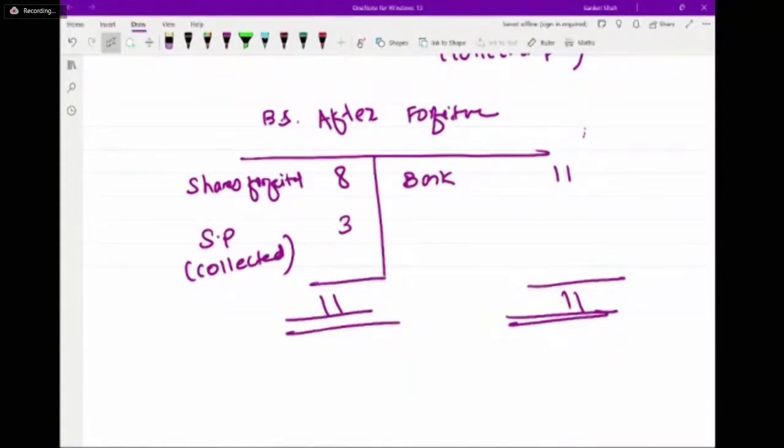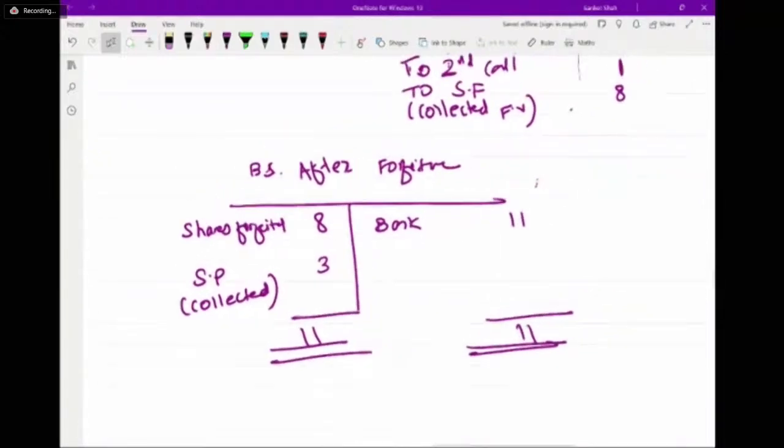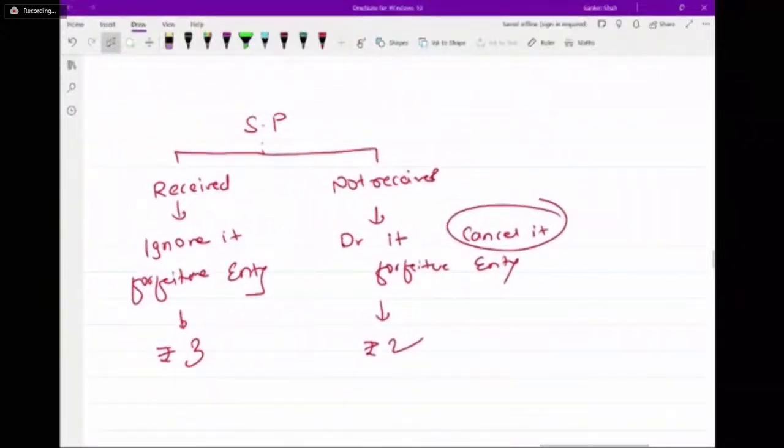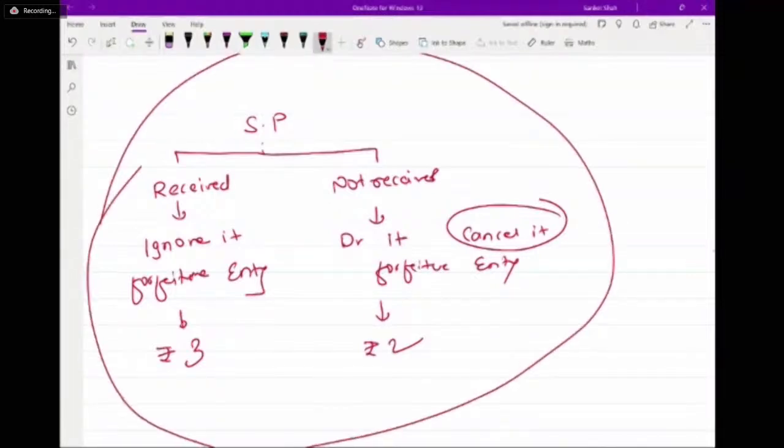What is the adjustment, beta? If security premium is received, then ignore it, and if not received, cancel it. So this is the important line. This is very, very important. Yes. Security premium received and not received.